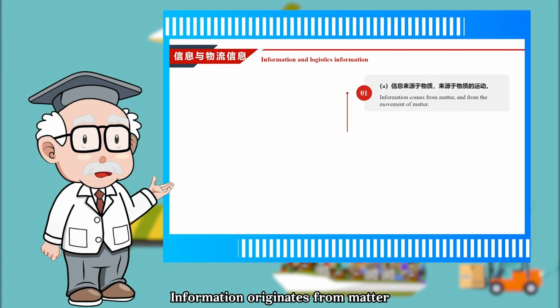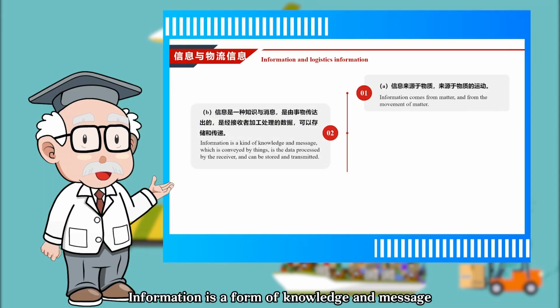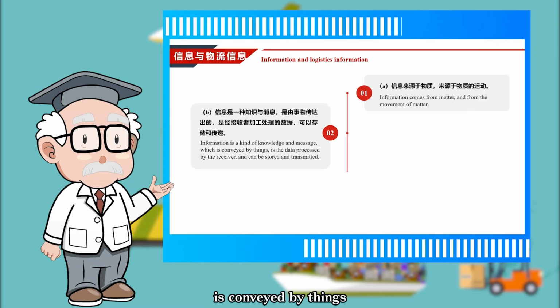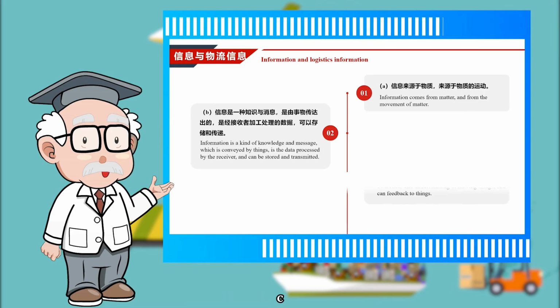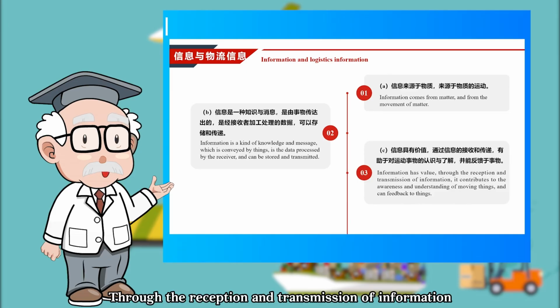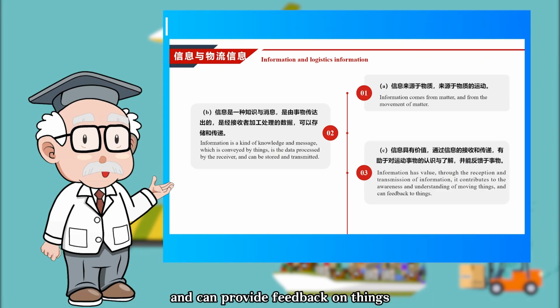A. Information originates from matter and the motion of matter. B. Information is a form of knowledge and message, is conveyed by things, is data processed by the recipient, and can be stored and transmitted. C. Information has value. Through the reception and transmission of information, it facilitates the understanding and comprehension of moving entities or phenomena, and can provide feedback on things.